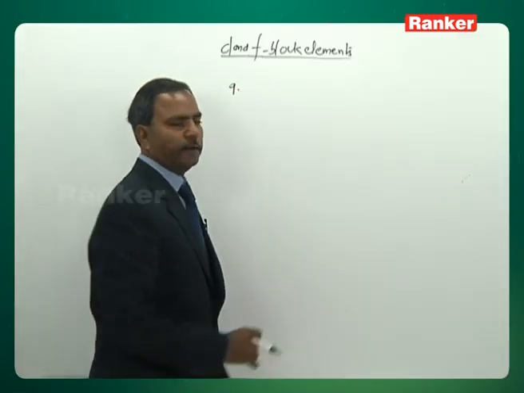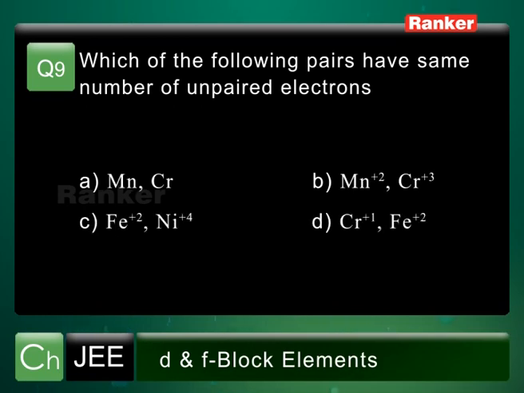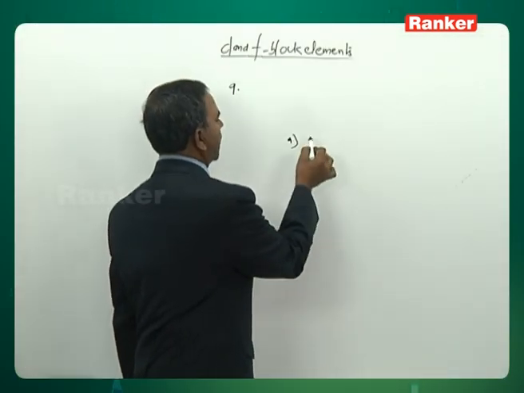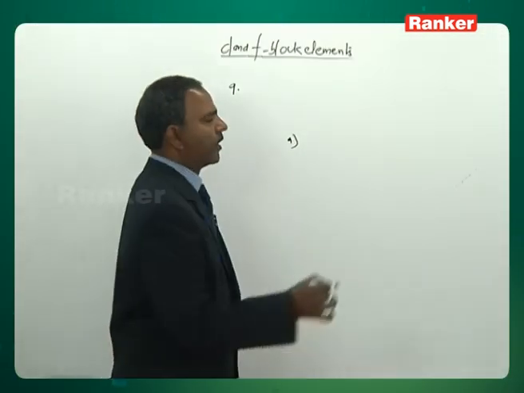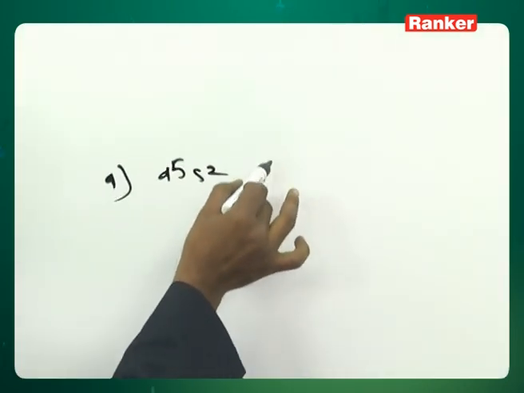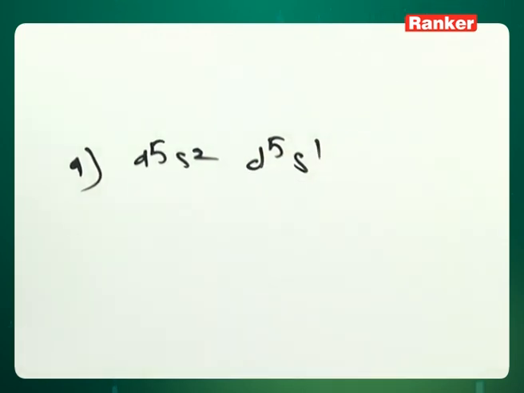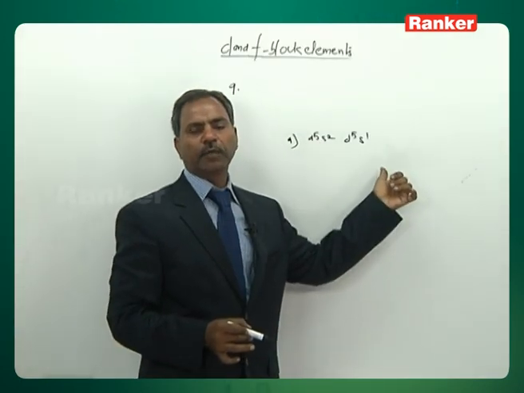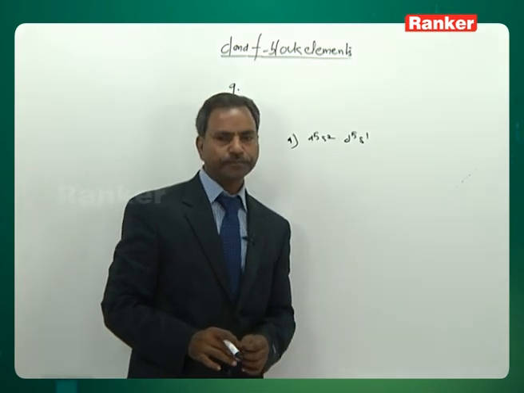Coming to question number 9, which of the following pairs have the same number of unpaired electrons? You have to check it for each pair. Coming to option A, Mn and chromium. Mn is d5 s2 and chromium is d5 s1. Mn is carrying 5 unpaired electrons, chromium is carrying 6 unpaired electrons. It is not our answer.